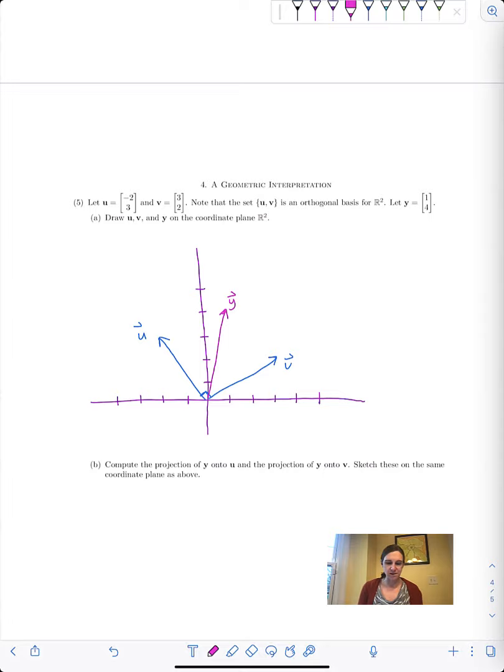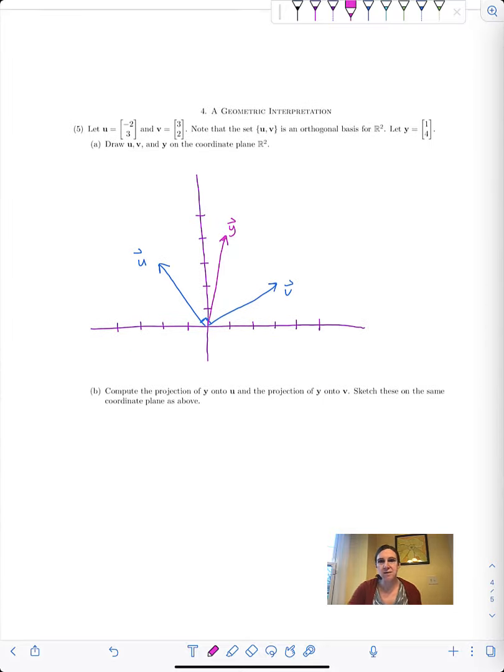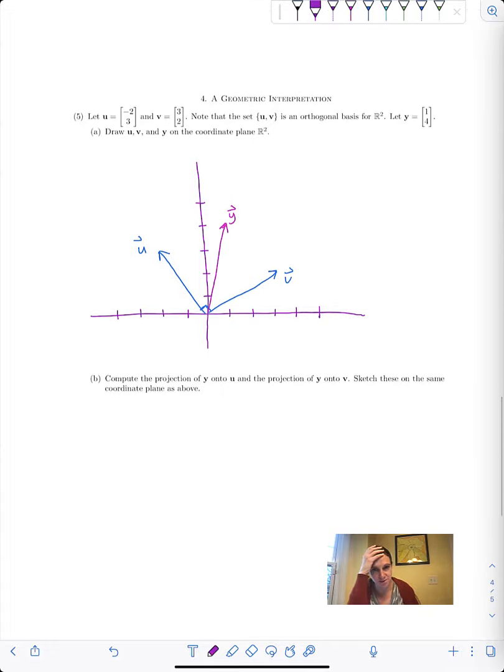And so there's our vectors along our coordinate plane. And now this exercise asks us to compute the projection of y onto u and also the projection of y onto v. So this is the same idea as before, but I'm going to give that a little subscript so that we know which projection we're doing. And we do y dot u over u dot u.